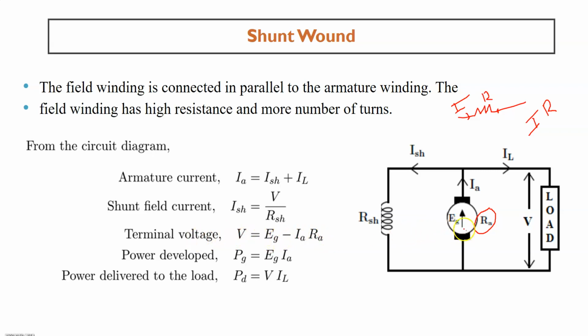So the terminal voltage V is equal to EG minus IaRa. When the current flows through the armature winding, there will be a voltage drop. Considering this loop and applying Kirchhoff's voltage law, we can write V is equal to Eg minus IaRa. This is the voltage equation for the terminal voltage. Now the power developed is the power developed in the armature. The voltage developed in the armature is Eg and the current through the armature is Ia, so power developed is equal to Eg into Ia. The power delivered to the load is the voltage across the load V and the current flowing through the load IL, so power delivered is V into IL.